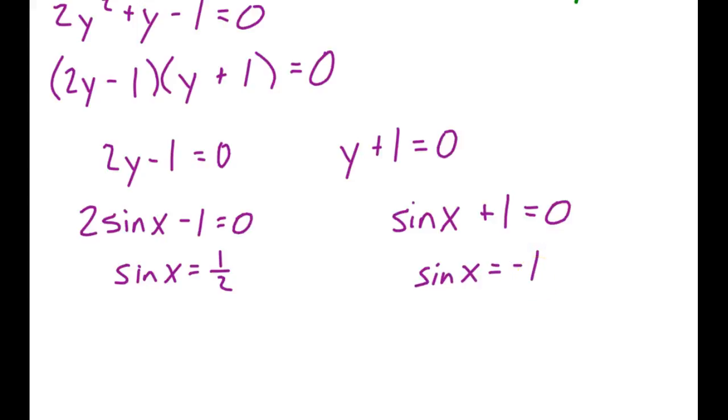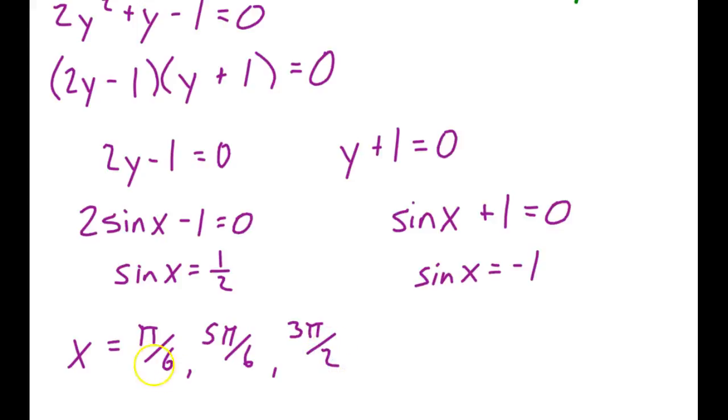Now we're looking for the interval from 0 to 2 pi. So think about your unit circle. Where on the unit circle do you have a y value of 1/2? Well, that occurs at pi over 6, as well as 5 pi over 6. And then we also want to determine where on the unit circle do we have a y value in our ordered pair of -1. That occurs at one place, which is 3 pi over 2.